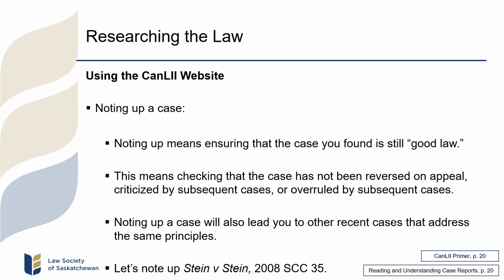Now that we know how to find and read a case on Canley, let's learn about noting up a case. Noting up means verifying the case has not been reversed on appeal, criticized by subsequent cases, or overruled by subsequent cases. Noting up can also be called finding judicial considerations or finding citing cases. The process of noting up a case will lead you to other, more recent cases that address the same principles and situations. So let's note up Stein versus Stein, 2008 SCC 35.